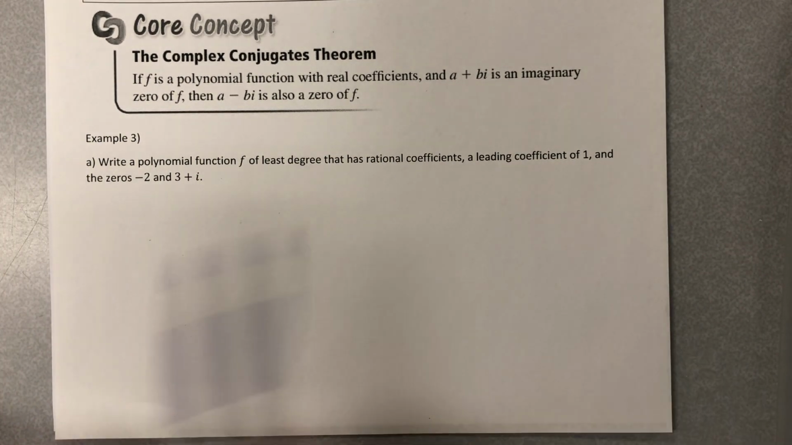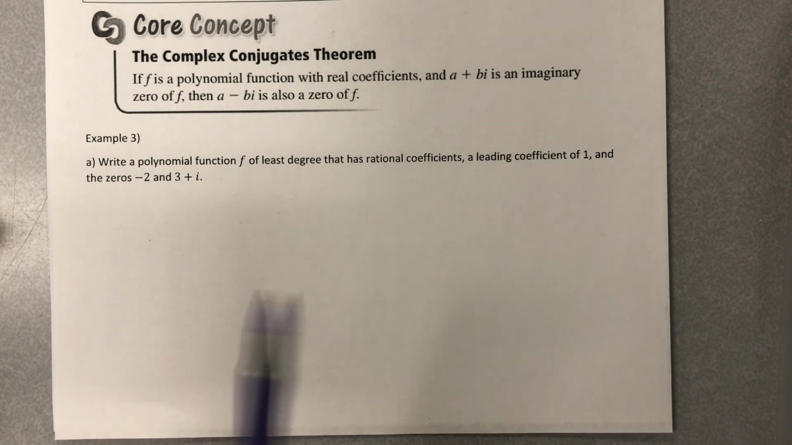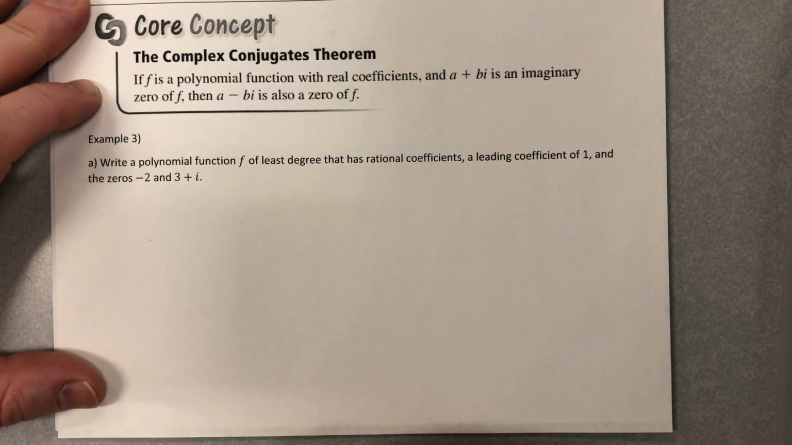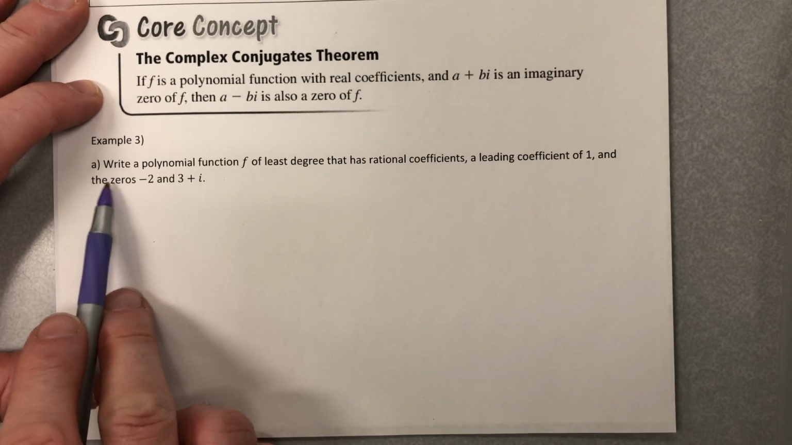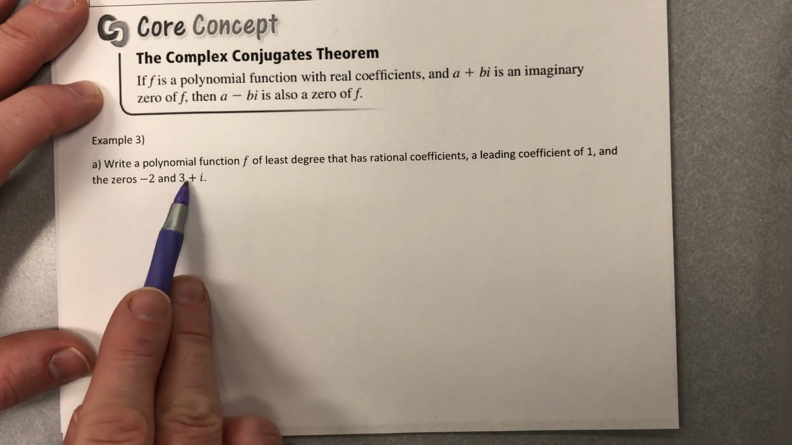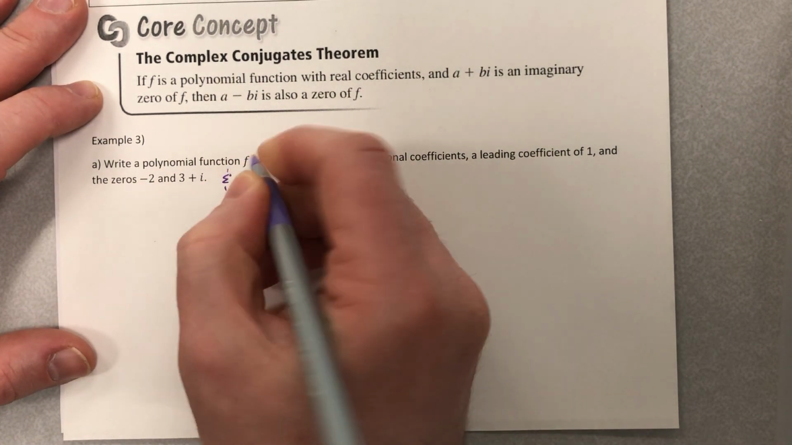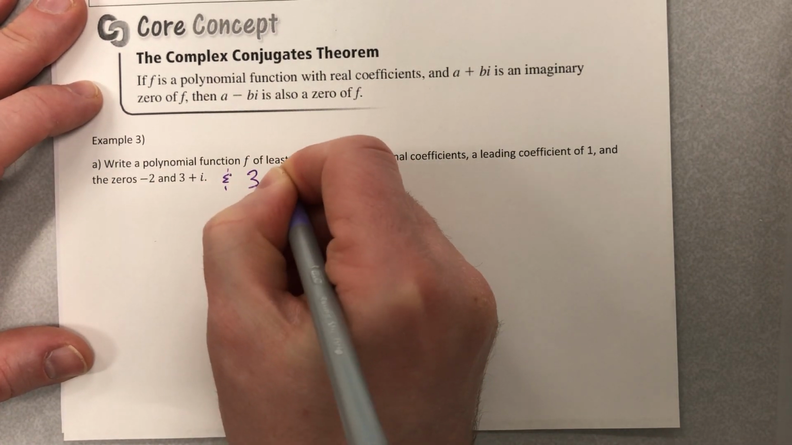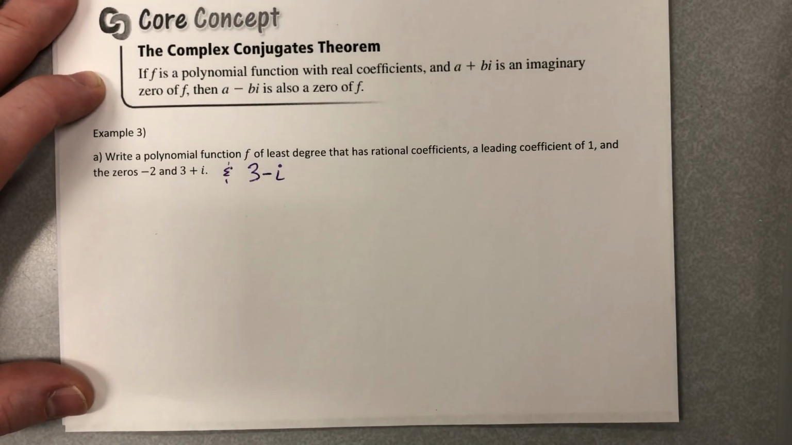All right. All this verbiage here is just basically saying we're going to write the simplest equation, all right, with a coefficient of 1. It's just like we did in the last section. So if we look at this and it tells us that 0 is at -2 and 3 plus i, we also need to remember that 3 minus i is also a 0 here.